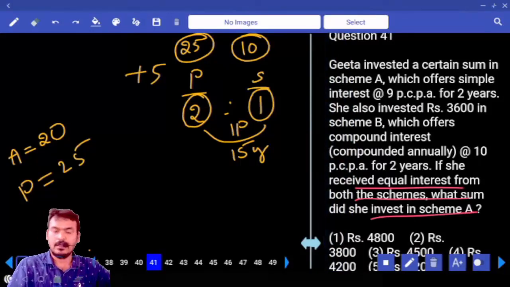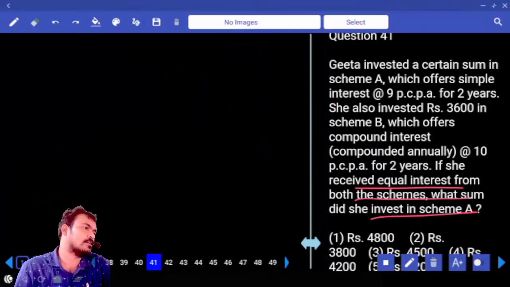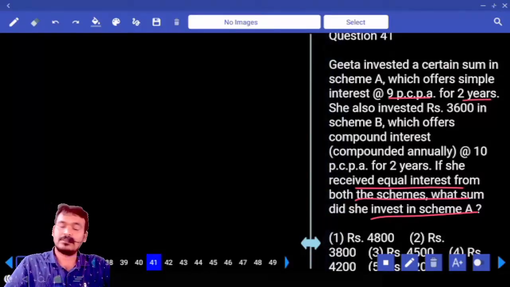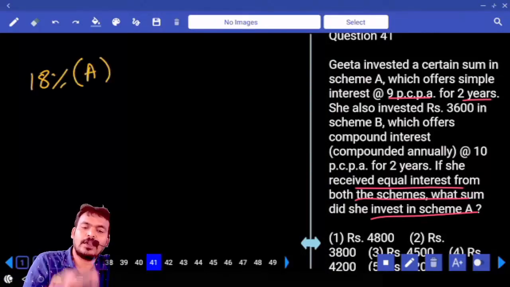Scheme A. And what is the key point here? Both cases equal interest or different interest? Equal interest. What is the rate of percent in scheme A? 9%. For how many years? 2 years. Simple or compound? Simple. What is the interest? 18%. 18% of scheme A.